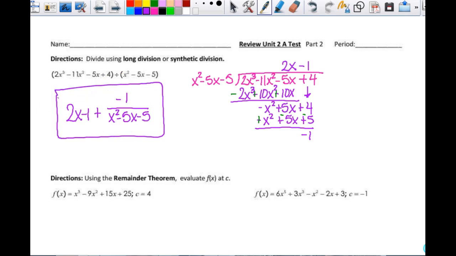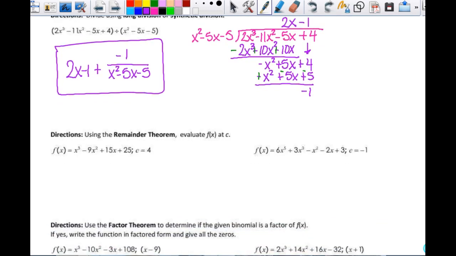It's actually a little easier when it's a trinomial because there's less to divide in, and it's kind of the best you can do. All right.